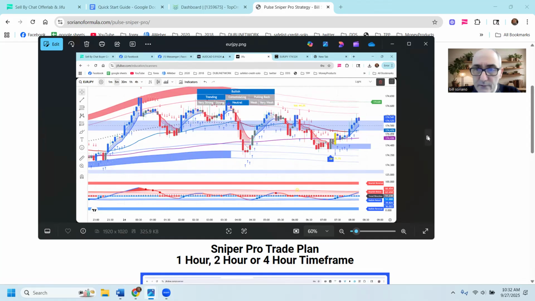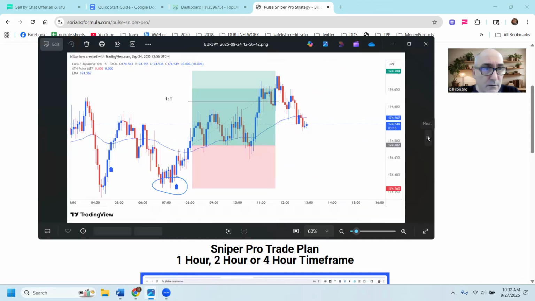So this one here, if we look, see where we're at here. This was EURJPY right here. There's where the alert went off, and then we waited till we got that close above the 55 here. This blue line here is our 55 EMA, right? Once we got that, that's when we were able to enter the trade. And again, there's our 1-to-1. That was another winning trade.